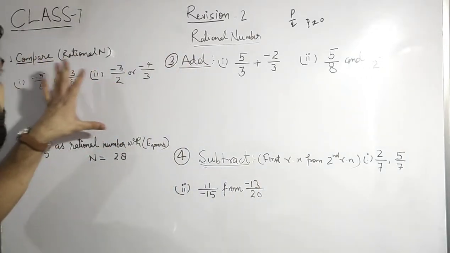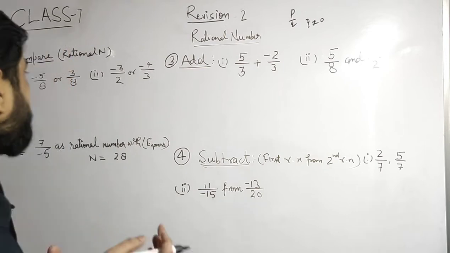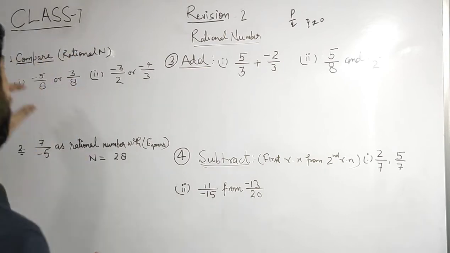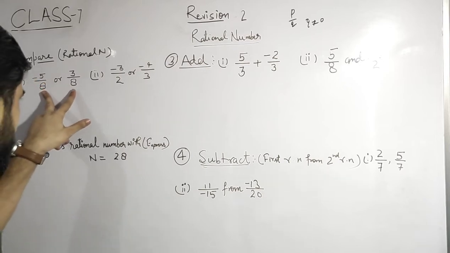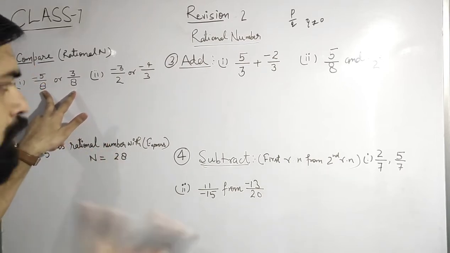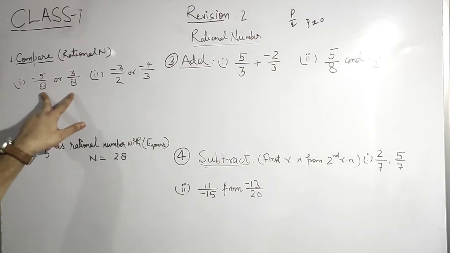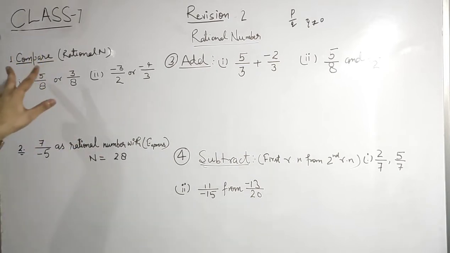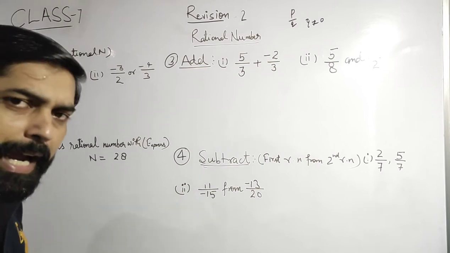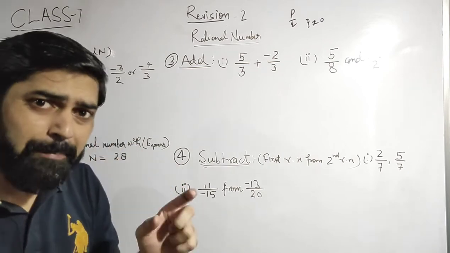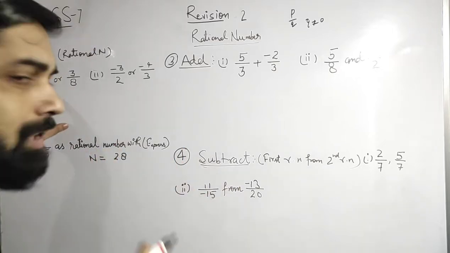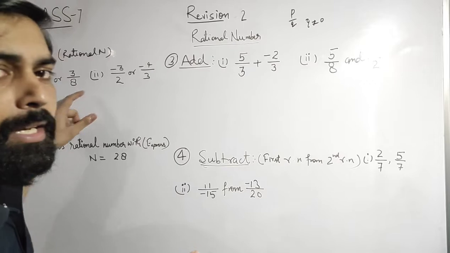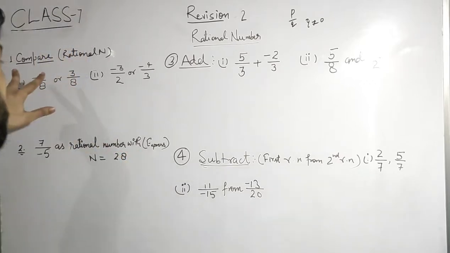So let's start today's topic. First is comparison. How can we compare any rational numbers? When we have two rational numbers, we can compare easily. Firstly, we compare the denominators. If the denominators are equal, then we compare the numerators. In a comparison, the denominators should be equal, only then can we compare. So if the denominators are equal, then compare the numerators.